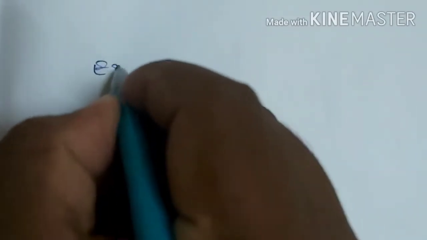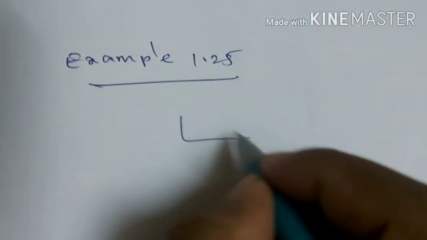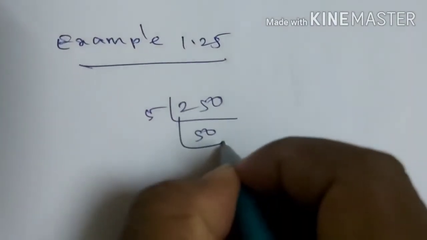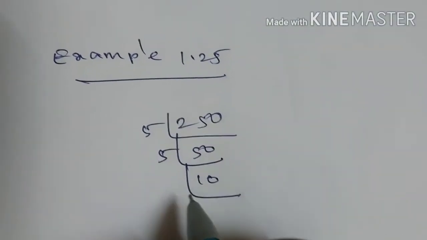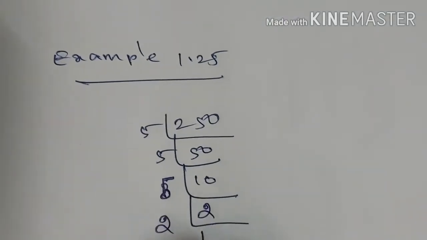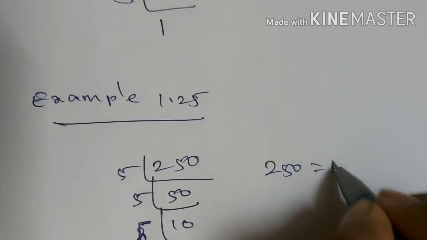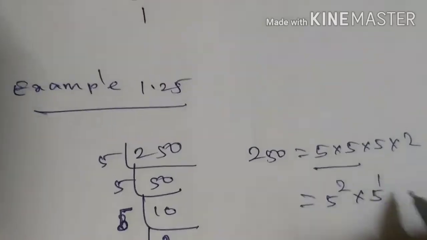Next sum, example 1.25. Find the least number by which 250 is to be multiplied or divided so that the resulting number is a perfect square. Also find the square root in each case. So 250, take the LCM method, 5 coming 3 times, 2 coming 1 time. So 250 equals 5 multiply 5 multiply 5 multiply 2. So 5 square is a pair 1 time, 5 1 time, 2 is 1 time.